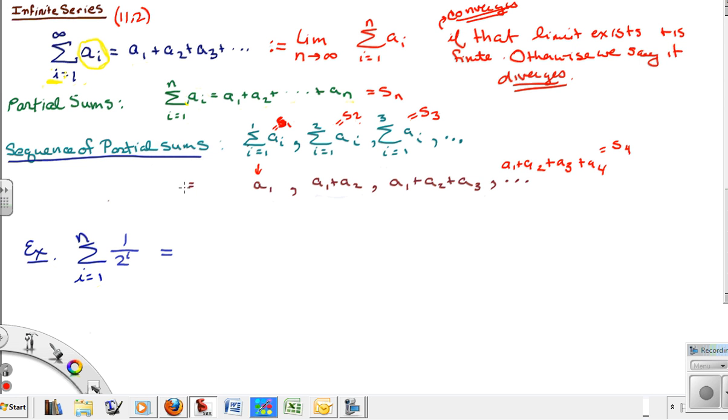Okay, so let's look at this example. We're going to try to understand the sum from i equals 1 to infinity of 1 over 2 to the i.